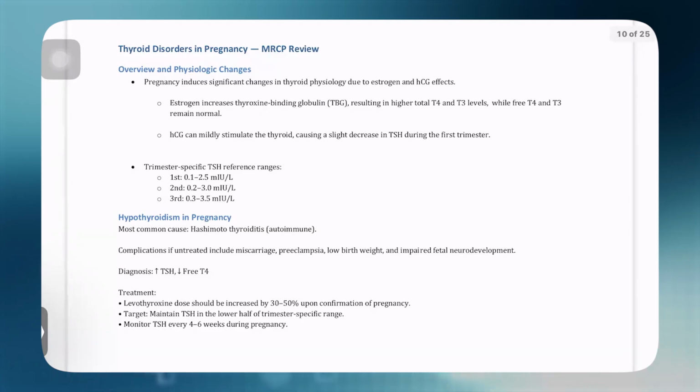Beta HCG directly stimulates the thyroid, causing a slight decrease in TSH. So T3, T4 levels are increased by beta HCG, so TSH can decrease during the first trimester. That is why trimester specific ranges of TSH are there. In first trimester, it is 0.1 to 2.5, then 0.2 to 3, and third trimester is 0.3 to 3.5.